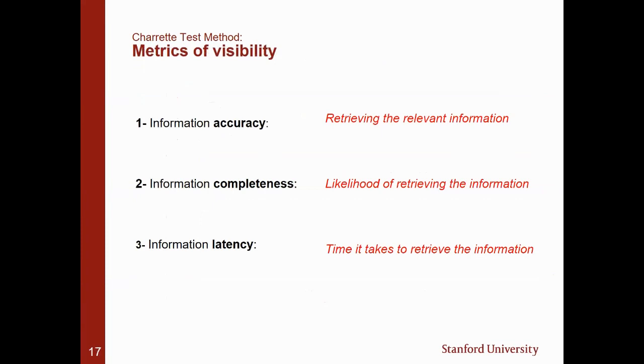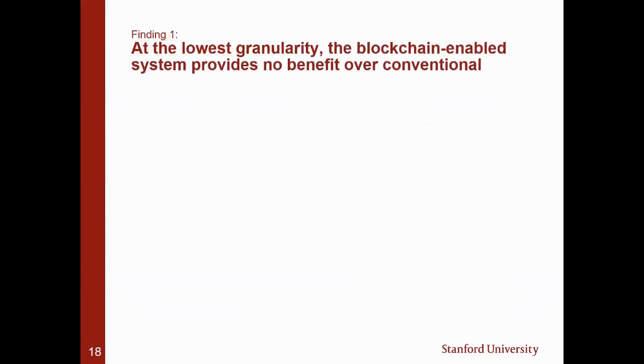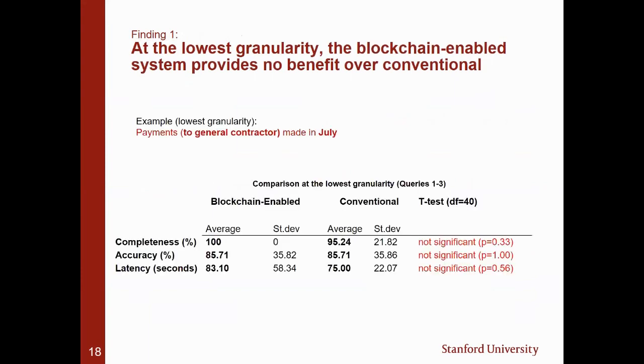And we score participants' performance using 3 metrics. Are they able to accurately retrieve the information, the amounts of payments, how likely they are to retrieve that information, and how much time it takes to retrieve that information. So far we have everything we need. Let me show you the results, how these 2 different systems compare in terms of visibility. Interestingly, if you look at the 10,000-foot view of projects, monthly payments to the GC, for example, blockchain provided no benefit over the conventional solution. So if you're asking about payments to the GC in the month of July, and that's all you need to know, you better not invest in blockchain.